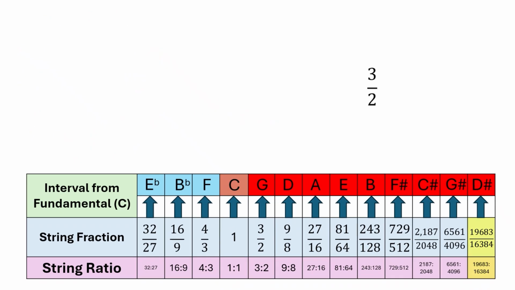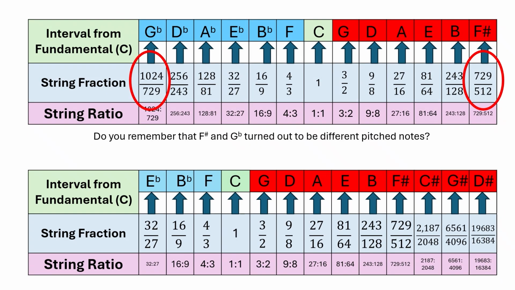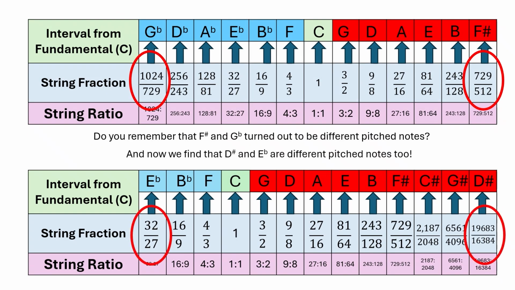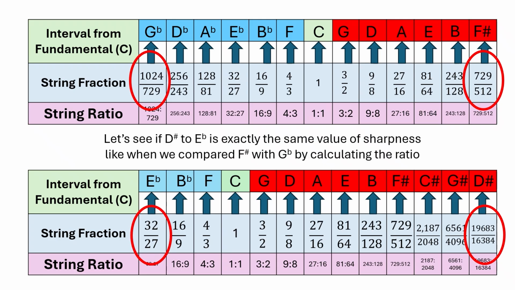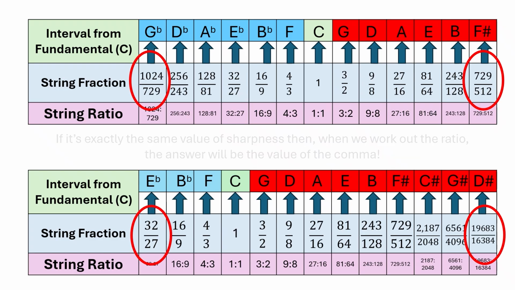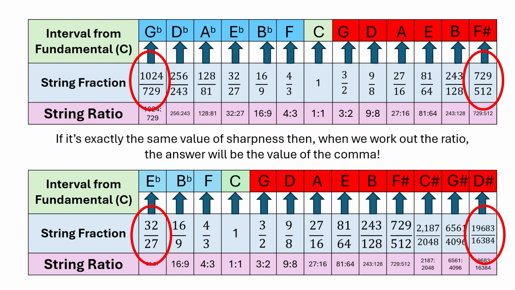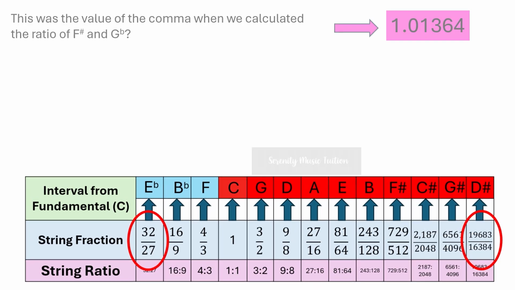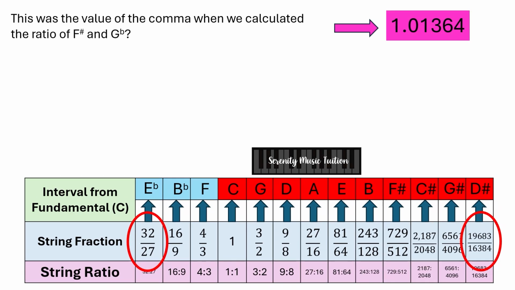Do you remember that F sharp and G flat turned out to be different pitch notes? And now we find that D sharp and E flat are different pitch notes too. Let's see if D sharp to E flat is exactly the same value of sharpness like when we compared F sharp with G flat by calculating the ratio. If it's exactly the same value of sharpness, then when we work out the ratio, the answer will be the value of the comma. The value of the comma when we calculated the ratio of F sharp and G flat was 1.01364.